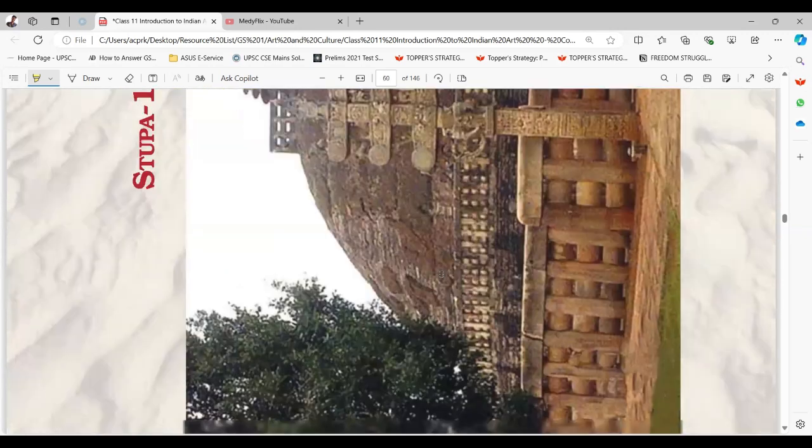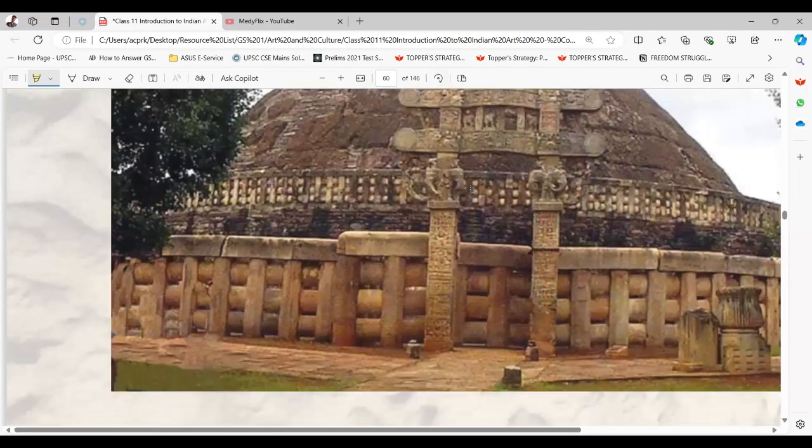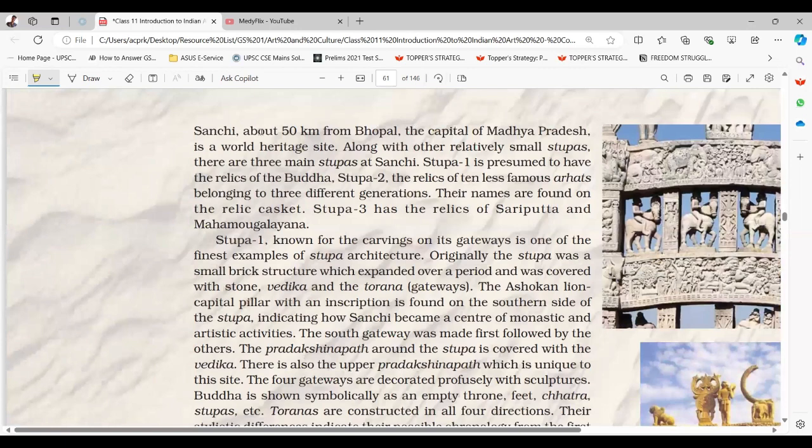Here you can see the Stupa 1 found at Sanchi. Sanchi, about 50 kilometers from Bhopal, the capital of Madhya Pradesh, is a World Heritage Site. Along with other relatively small stupas, there are three main stupas at Sanchi. Stupa 1 is presumed to have the relics of the Buddha. Stupa 2, the relics of 10 less famous arhats belonging to three different generations. Their names are found on the relic casket. Stupa 3 has the relics of Sariputta and Maha Maugalayana.